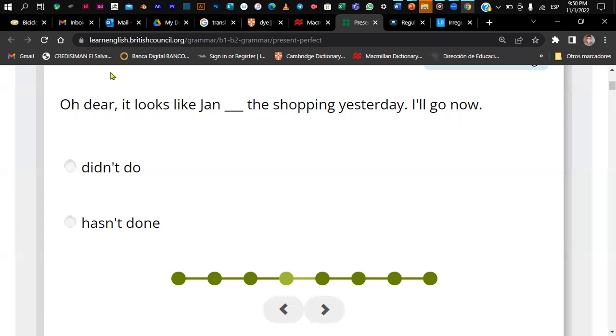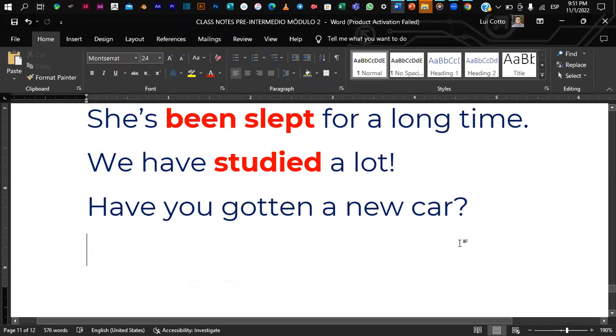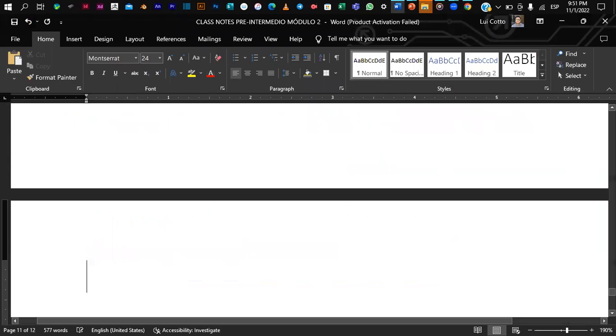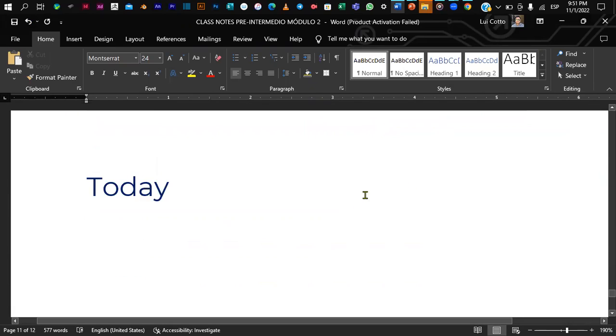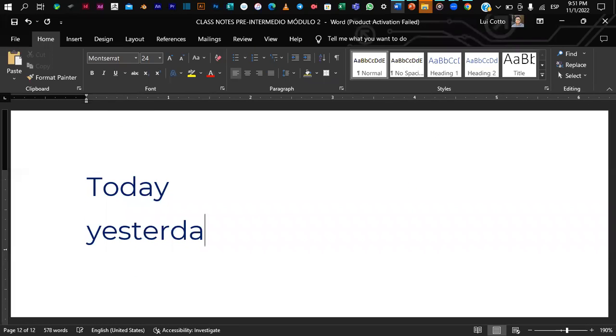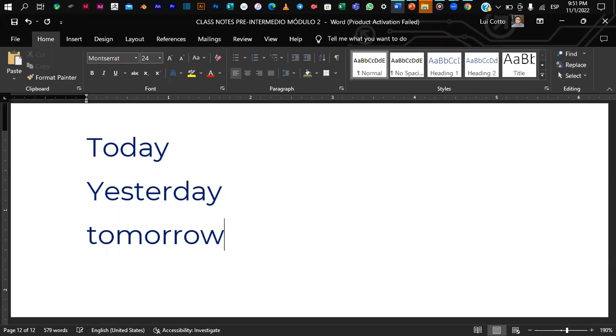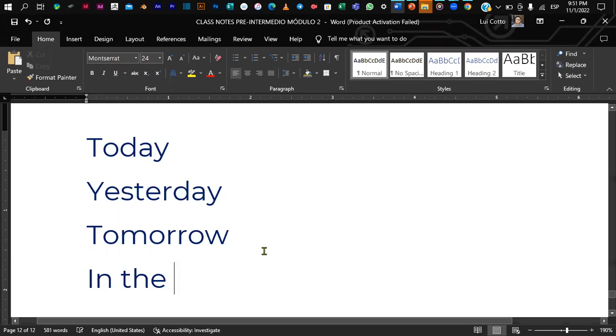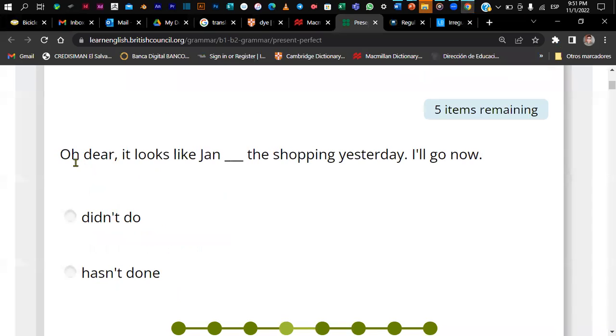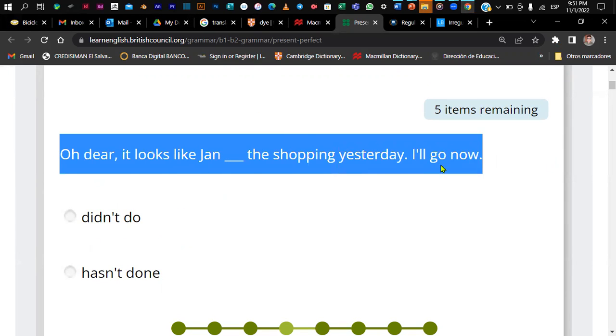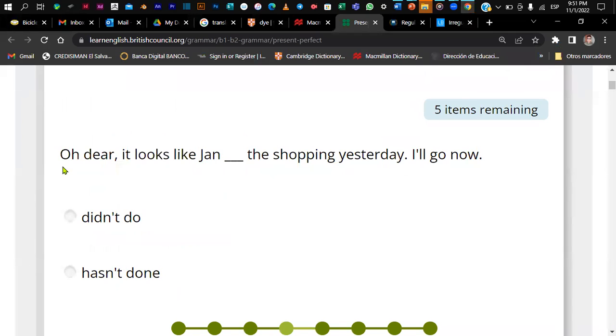Okay, time expression. We studied time expressions many classes ago. Let's remember. Today. Yesterday. Today, yesterday, correct. What else? Tomorrow. In the morning. In the afternoon, all of them, todas esas, correct. Okay, do you see any time expression in the sentence? Yes. Which one is it? Yesterday. It should be yesterday.